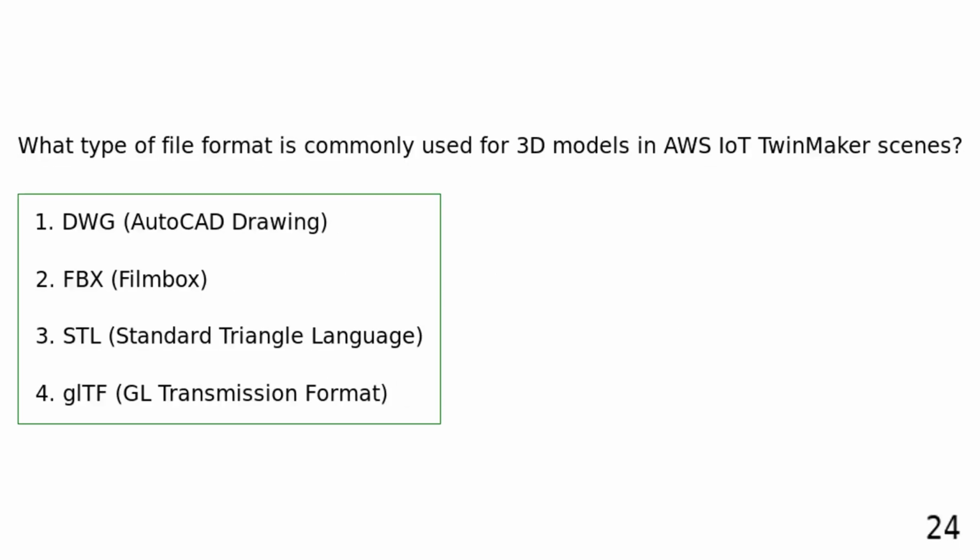What type of file format is commonly used for 3D models in AWS IoT TwinMaker scenes? DWG, FBX, STL, GLTF.